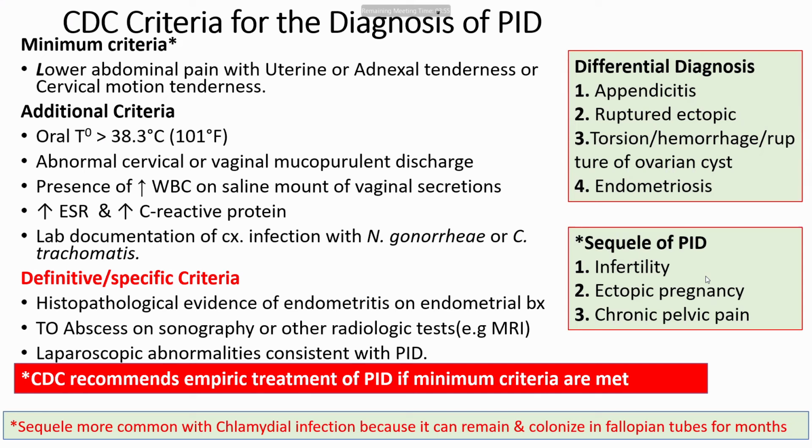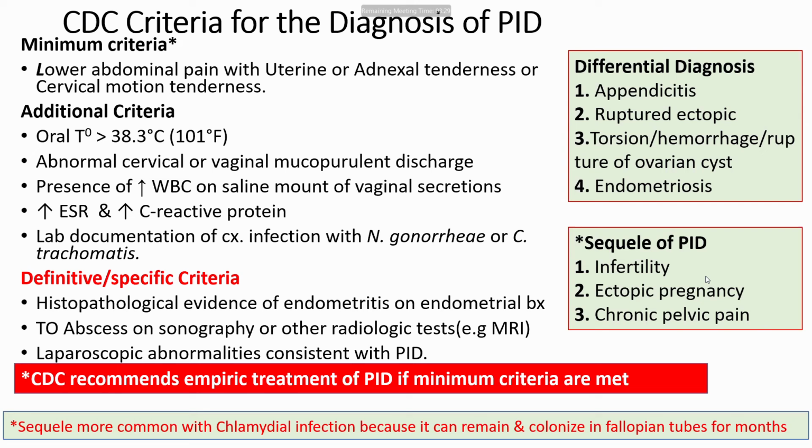Okay, CDC recommends empirical treatment of PID if minimum criteria are met. So remember, we do not need any investigation to treat the patient of PID. If the patient meets the minimum criteria, that means the patient has lower abdominal pain with either uterine tenderness or adnexal tenderness or cervical motion tenderness, you can start the treatment straight away.